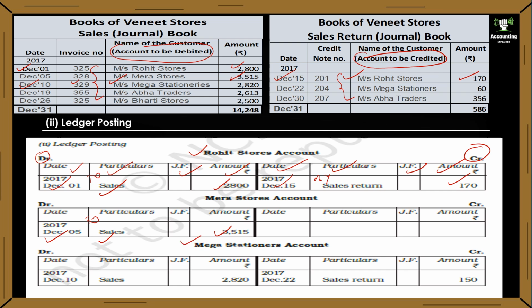Next, Mega Stationeries. December 10, Mega Stationery is 2820. So December 10, 2017, to sales 2820, and there is a return on December 22, 60 rupees. So on December 22, by sales return 60 rupees.